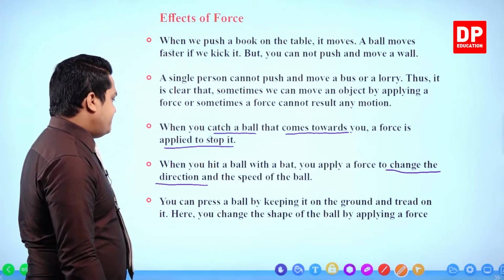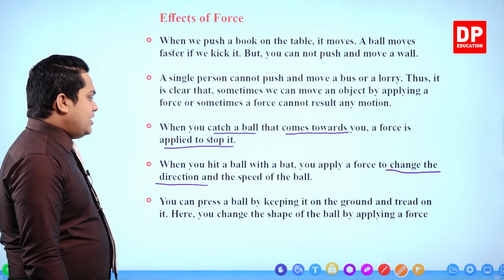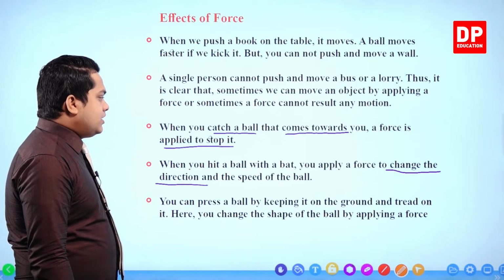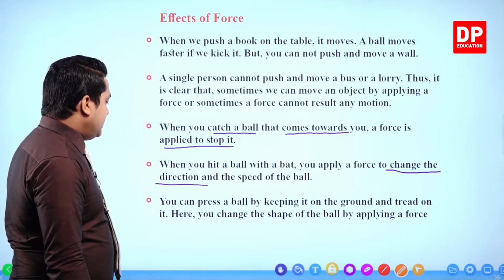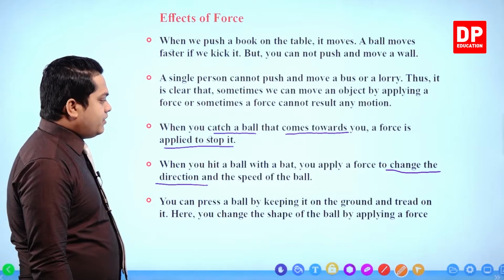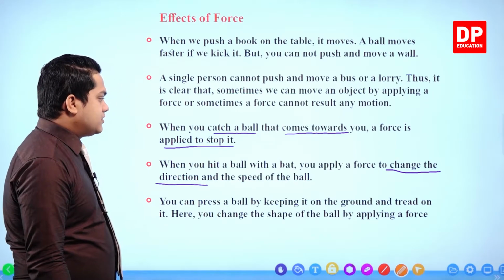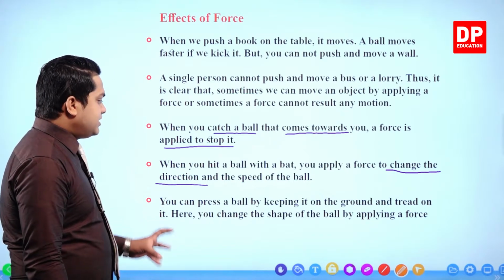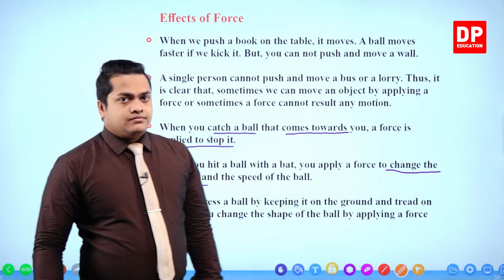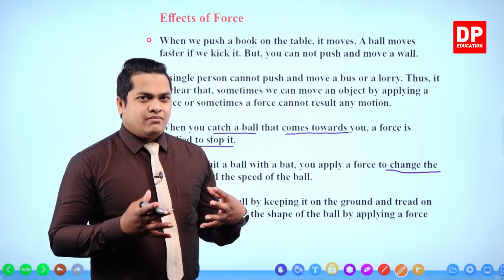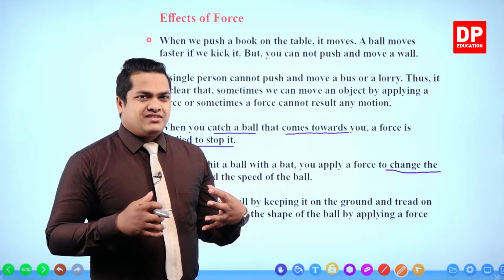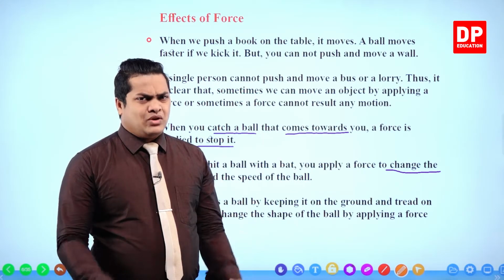Then the next one: you can press a ball by keeping it on the ground and treading on it. Here you change the shape of the ball by applying a force. So you take a simple plastic ball. You can do it with a tennis ball as well. Take a simple plastic ball or else a balloon.